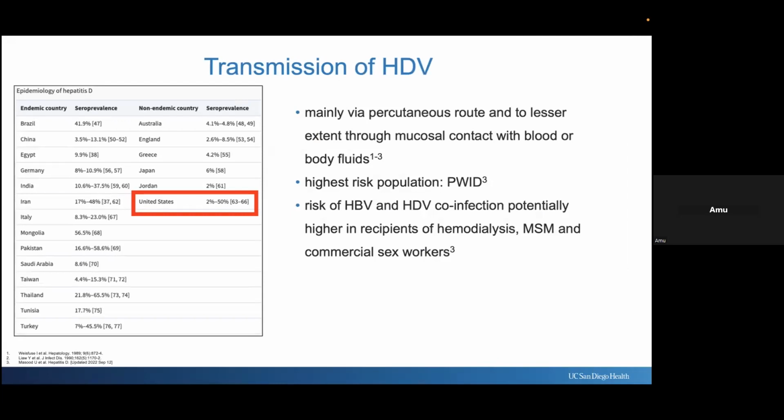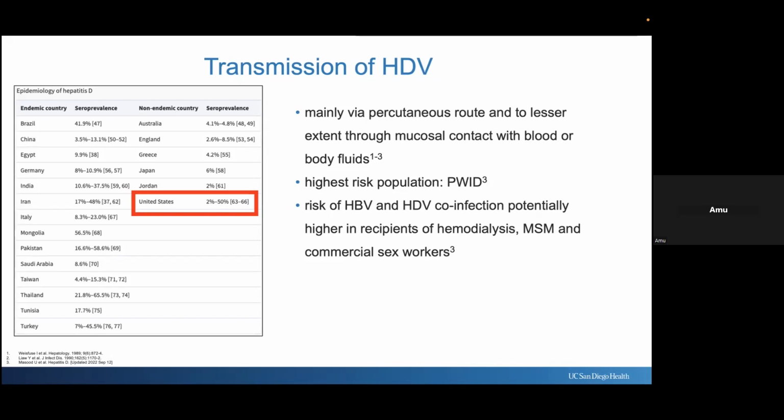Both hepatitis D and hepatitis B are transmitted via parenteral routes. However, hepatitis B is much more commonly transmitted by vertical and sexual transmission compared to hepatitis D. The highest risk population for hepatitis D infection by far that's been identified is persons who inject drugs. Recipients of hemodialysis, men who have sex with men, and commercial sex workers also appear to be at higher risk of hepatitis D infection.